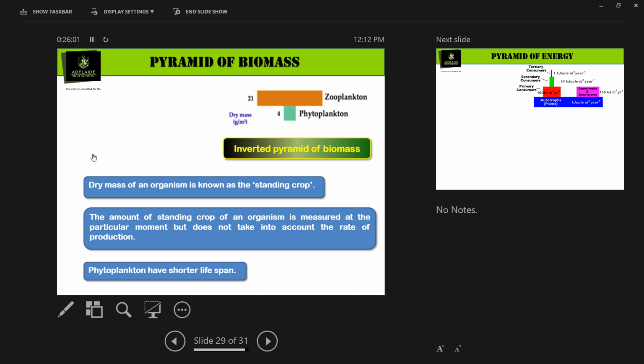Now, think about the environment during winter. It's cold, isn't it? So when it is cold, you don't have that much sunlight for the phytoplankton to undergo photosynthesis. Therefore, the dry mass at the spot is actually very minimal. So that is why it is showing this particular pyramid.